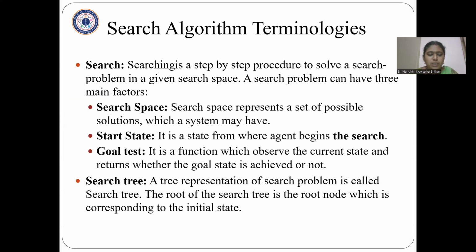So these are the terminologies of search algorithm. First is search. Searching is a step-by-step process to solve a search problem in a given search space. What is meant by search space? Search space represents a set of possible solutions which a system may have. Then, in search we have start state and goal state.